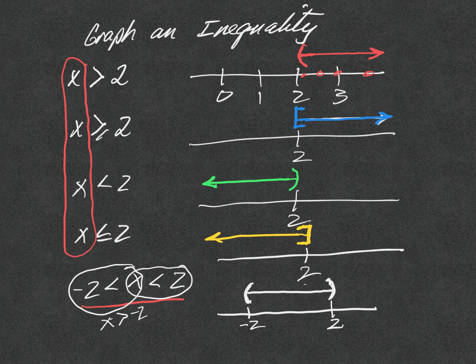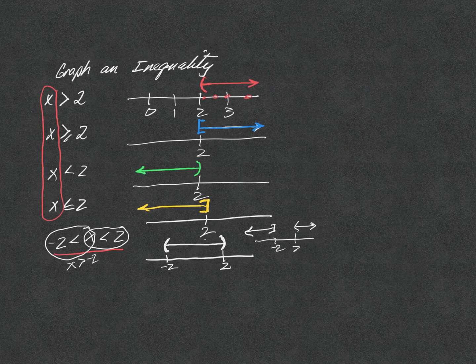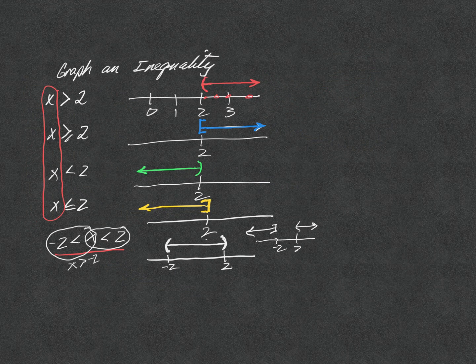Now, sometimes we can have a compound inequality where half of it might be equal, but the other half is an open parenthesis. Those are some examples of what can happen, but that's how we graph an inequality. So let's now talk about interval notation. I'm going to push this over here like this.